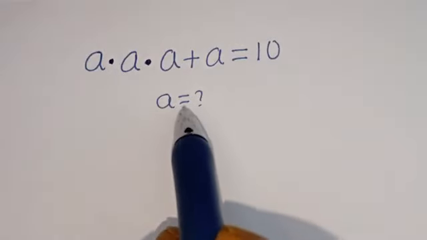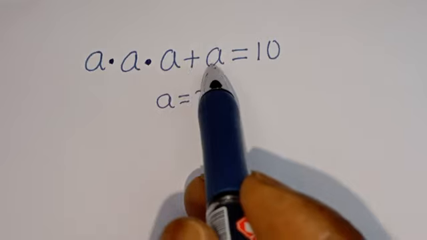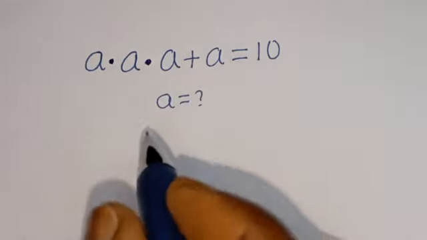Hello, how to solve for a in this equation? a multiplied by a multiplied by a plus a is equal to 10. Solution.